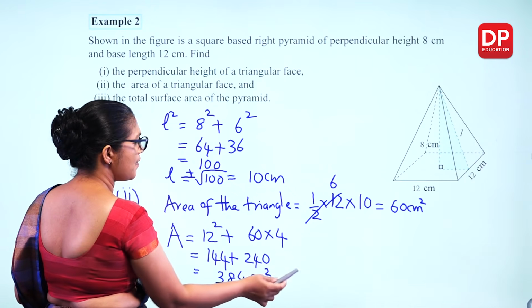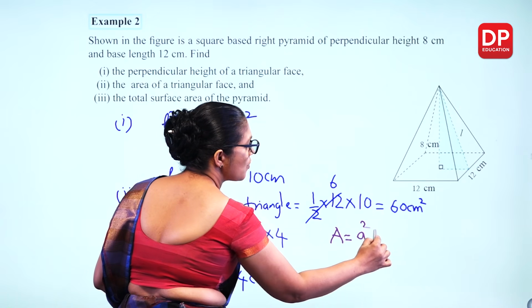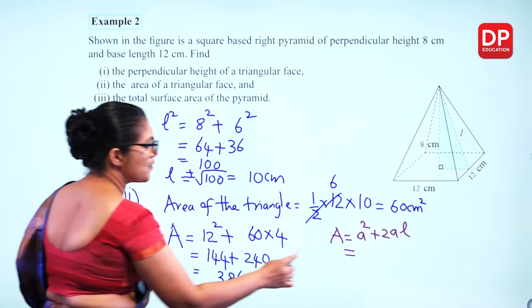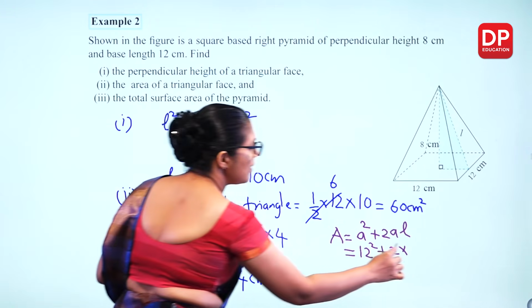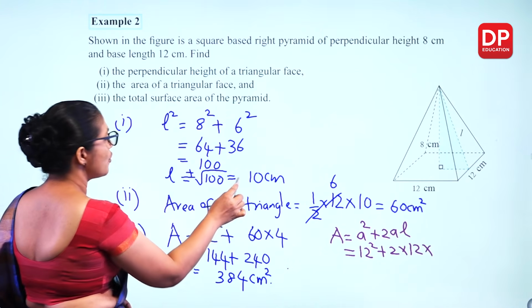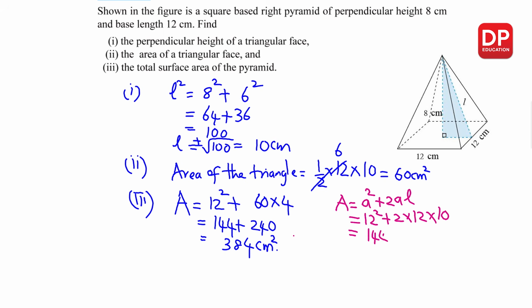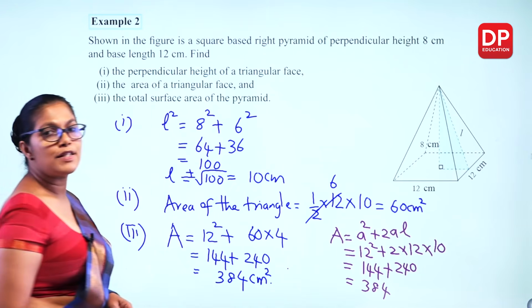So we'll try the other method also. If you can remember the area formula, a squared plus 2al. A squared is 12 squared plus 2 times a, which is 12, times L, which we found out is 10. So when you use that formula, 144 plus 2 times 12, 24, 24 times 10, 240. So when you add these two together, what do you get? 384.